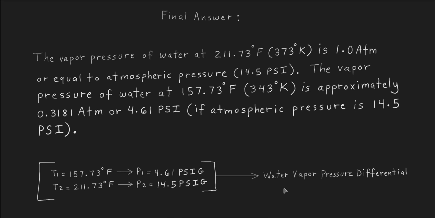So here we have the final answer written as the water vapor pressure differential, T1 to T2 and P1 to P2. So this can supersede steam tables, the CCE at moderate temperatures and pressures. And this equation, the CCE, is also relevant to the vapor pressure of any liquid at moderate temperatures and pressures.